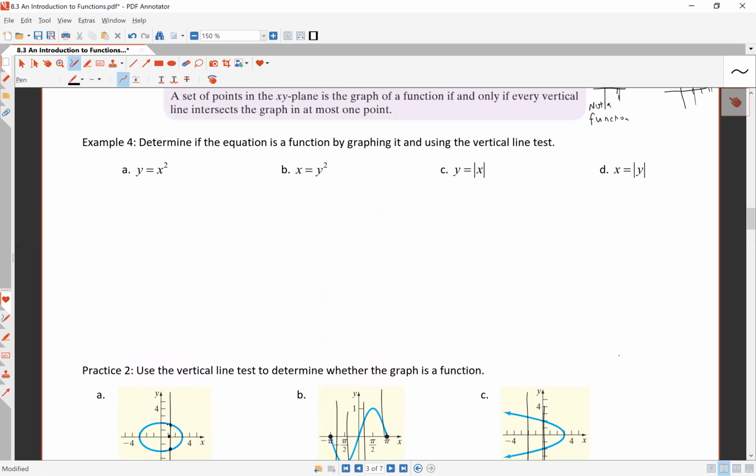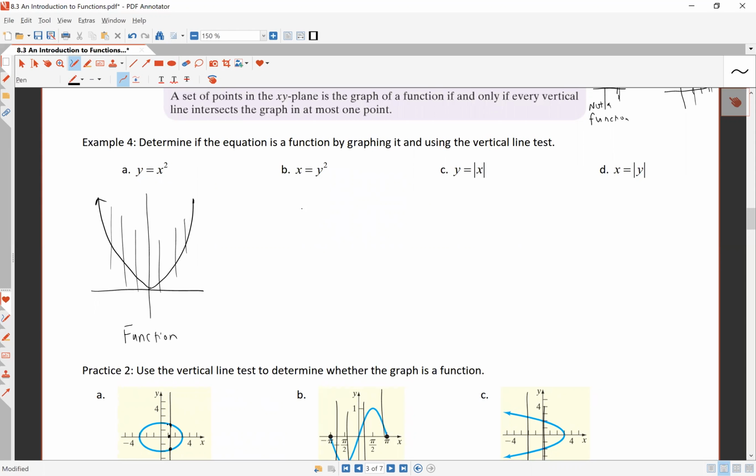So to determine if the equation is a function, we'd like to graph this. And so what we've seen before is that y equals x squared is the graph of a parabola opening upward. And every vertical line I draw will intersect it at 1 point. So this is a function.